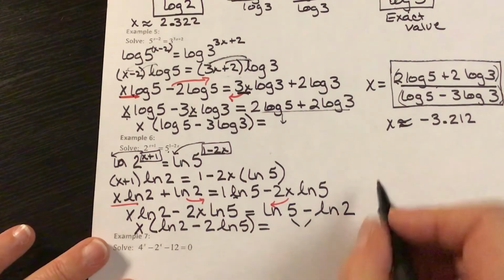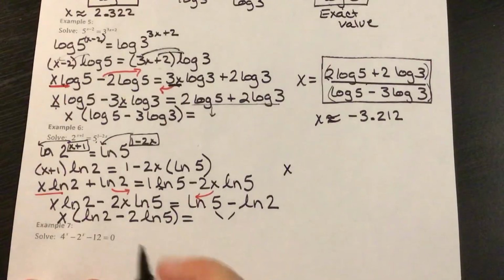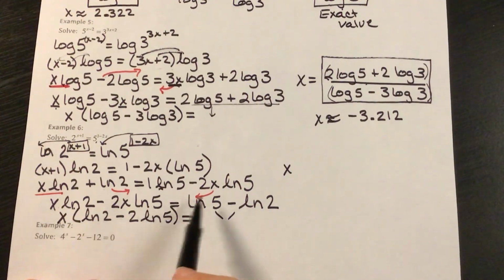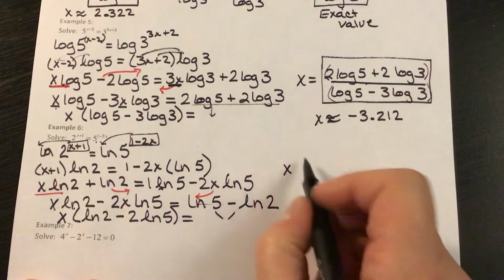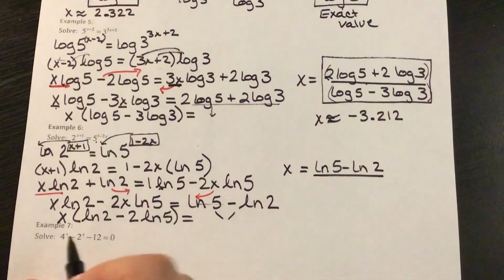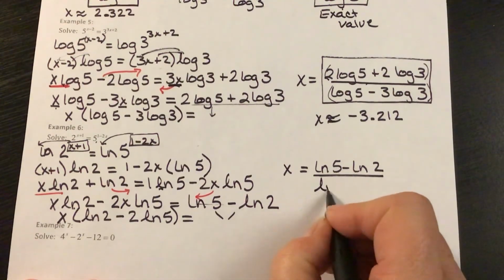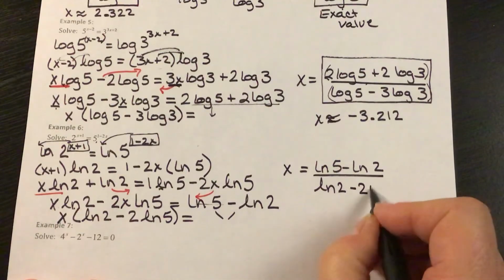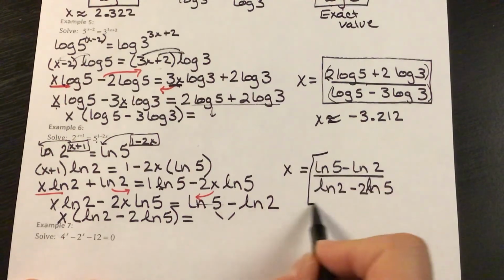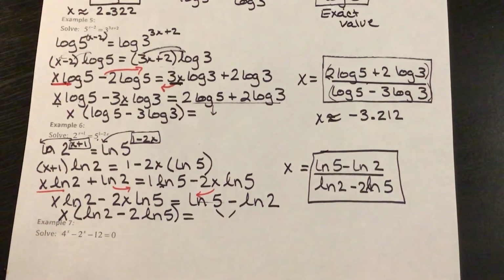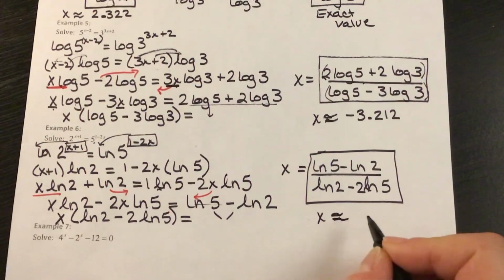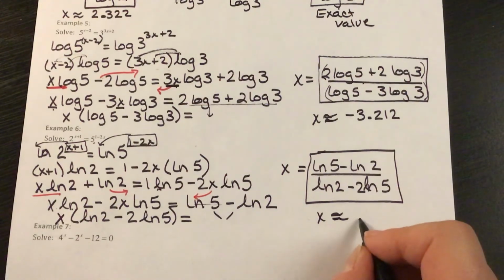And now to solve for x, I'm going to divide by this amount right here. So this is going to stay in my numerator. So x equals ln 5 minus ln of 2 over ln of 2 minus 2 ln 5. Okay, this is my exact answer, my solution set, and that would be approximately 0.234.